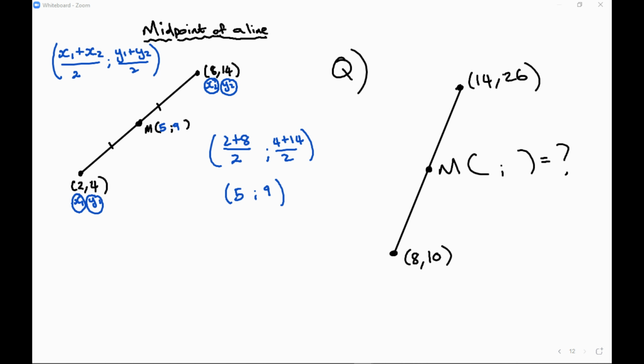Let's go through this one now. So here we go. I'm going to add up the x values: 14 plus 8 divided by 2. Then 26 plus 10 divided by 2 there. So the midpoint comes to 14 plus 8, which is 22, divided by 2 is 11. 26 plus 10 is 36, divided by 2 is 18. So the final answer for the midpoint here would be 11, 18.